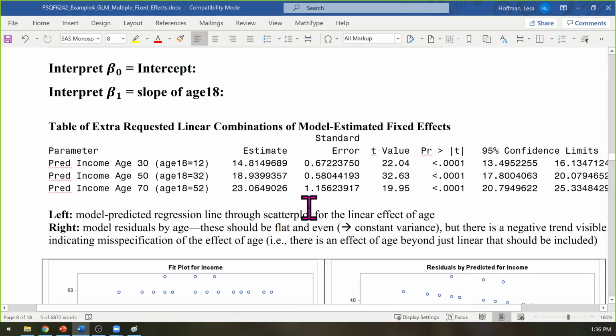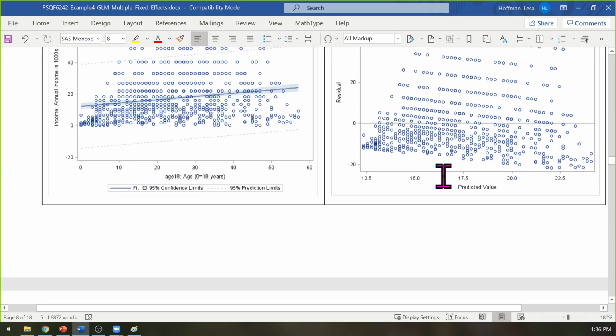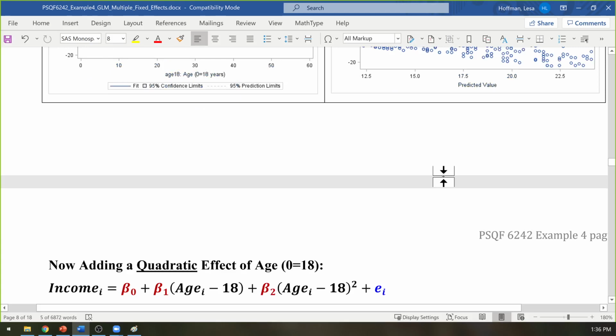So here are some pictures describing what the model regression line looks like through age and the residuals. Ideally, if your model is correct, your residuals should not have a pattern to them. They should be flat and even. The fact that these are heading in a not flat direction suggests the model is misspecified. We're missing something. So we're going to fix it.